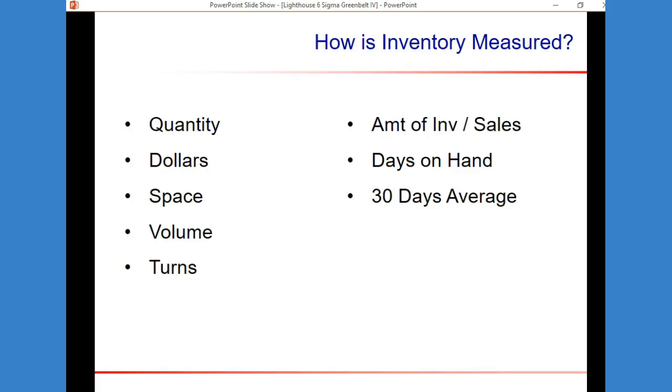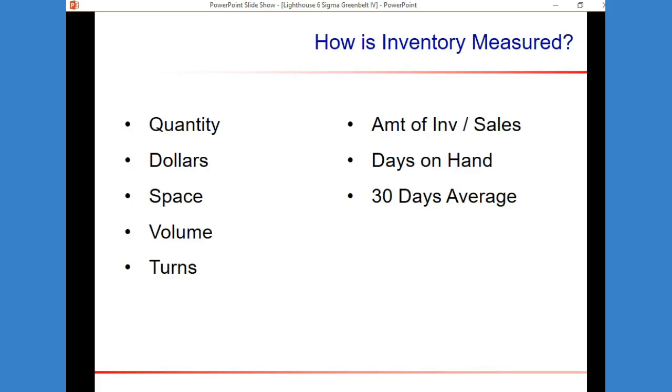So again, when you look at inventory, most companies measure it all of these ways. Everyone that's listed up here, they look at quantity, of course: how many do I have? How many dollars do I have? How much space am I taking up? Volume, which is volume of dollars, or the flow of money. Turns, if anyone's familiar with inventory turns, is a real common way to measure inventory.